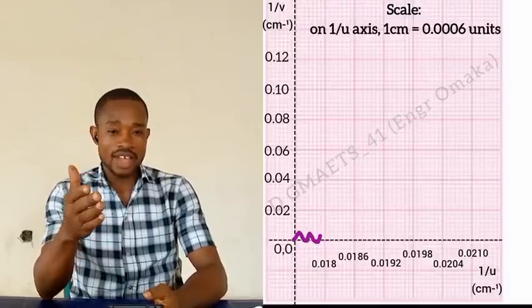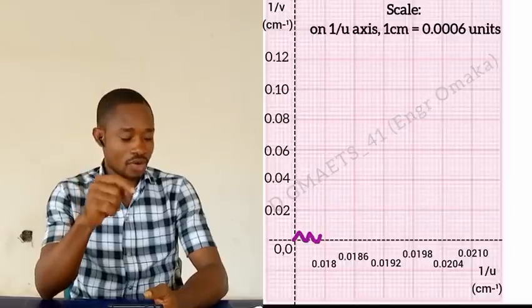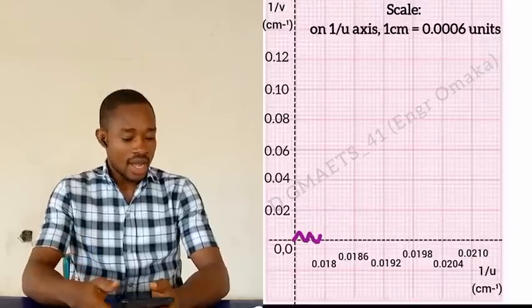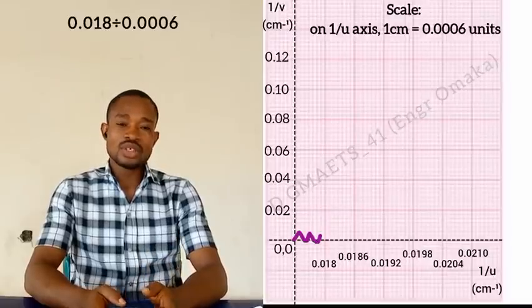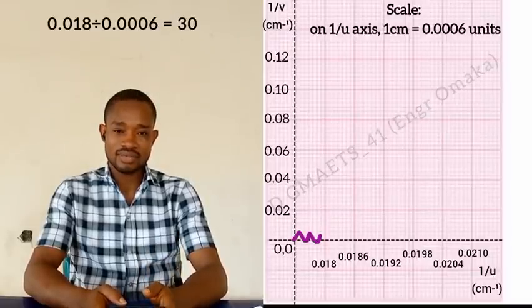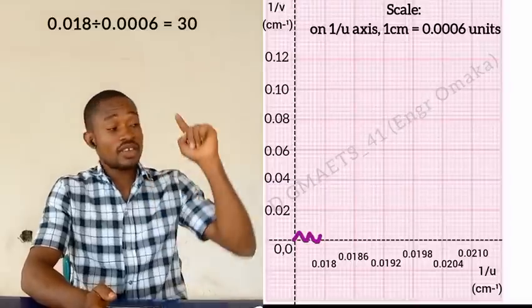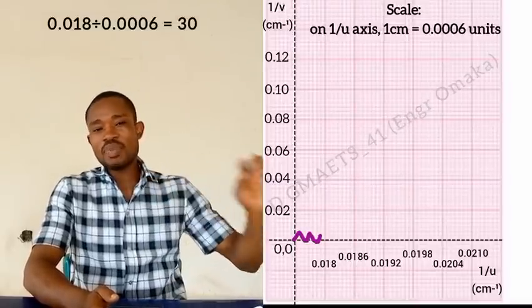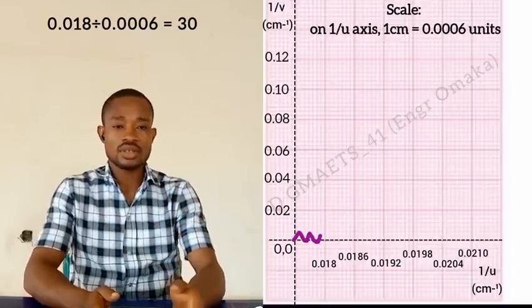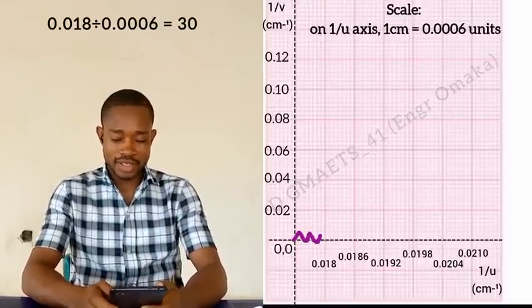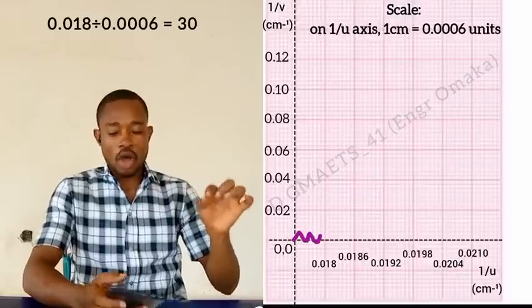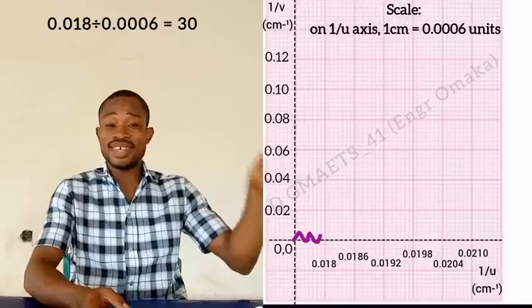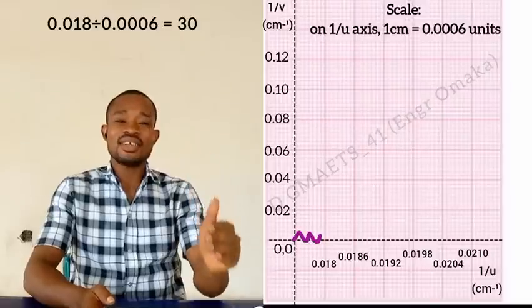Now, in the idea of stretching this graph, I want to say this quickly. If you pick your calculator, and I'd like you to follow through now, press 0.018 and then divide it by 0.0006. You would notice that you're going to get 30. Once again, 0.018, which was the first visible unit you are seeing on the horizontal axis, divided by 0.0006, you will be getting the value of 30. And what is the implication of that 30 that you got? It simply means that before my first visible unit of 0.018, there are actually 30 lines.